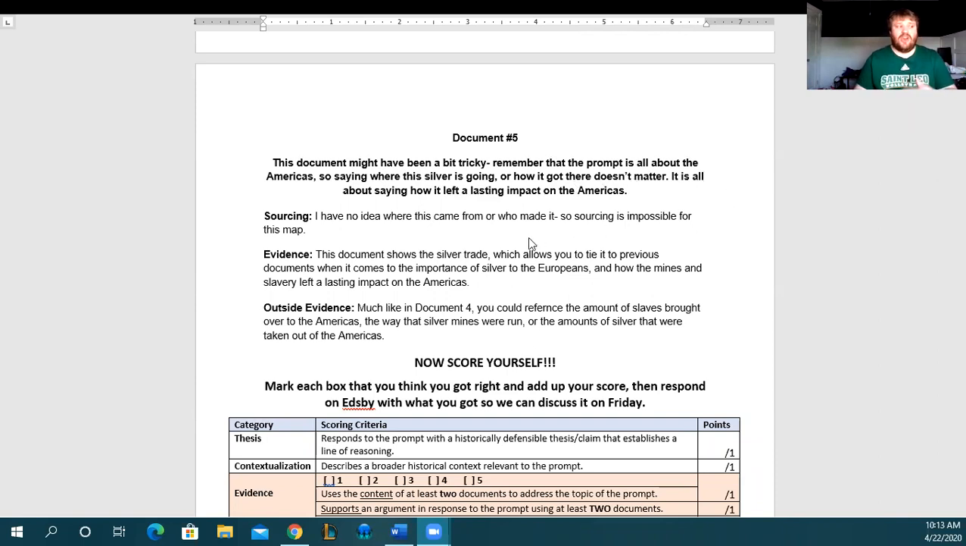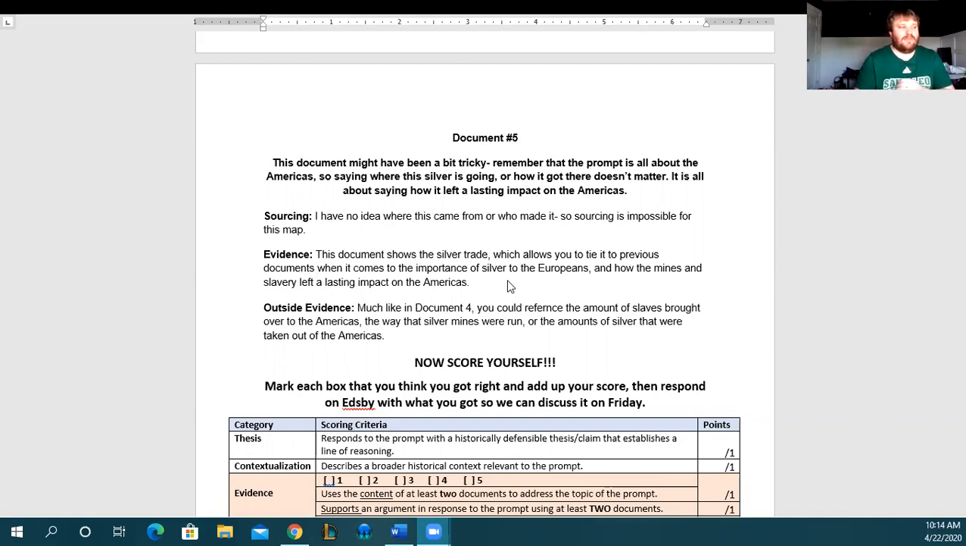For sourcing, I have no idea where this came from or who made it. It was simply a map that worked for the documents, and I was like, yeah, using it. So sourcing is impossible for this map. There is no time frame for who, what, where, when, or why it was made. It is simply a map that I pulled out of essentially the internet, and I don't know where I got it from. It was just an image that was there. So if you source this document, I don't know how you did it.